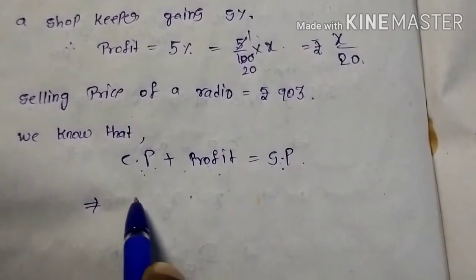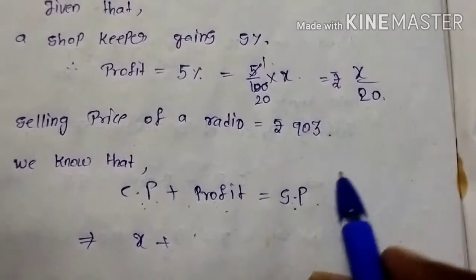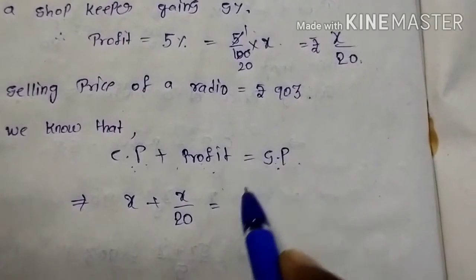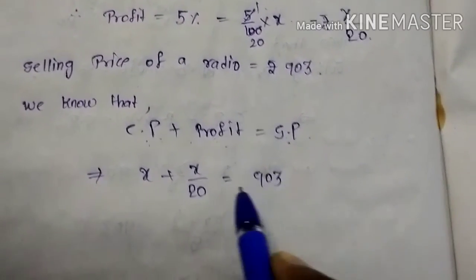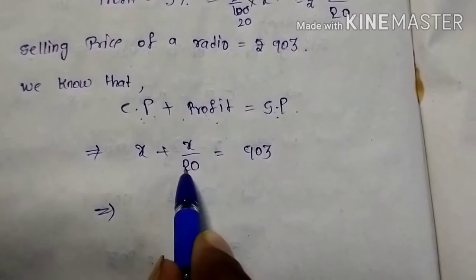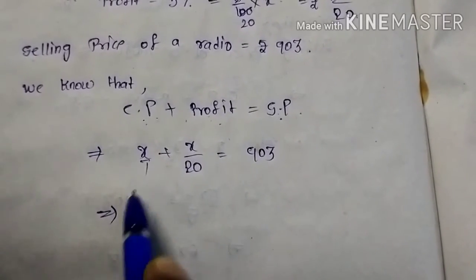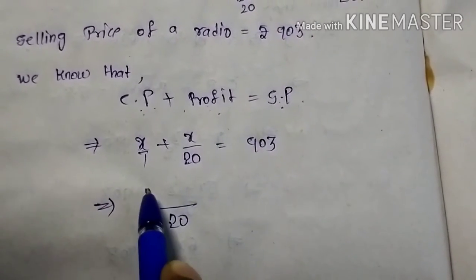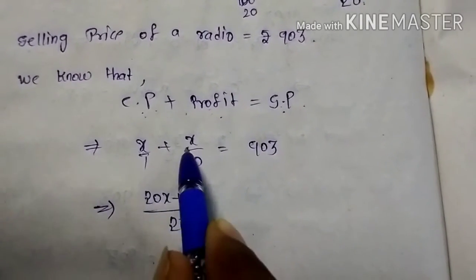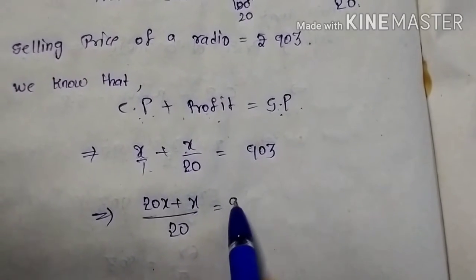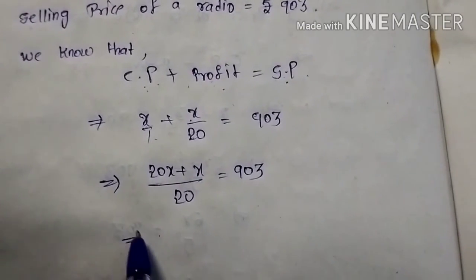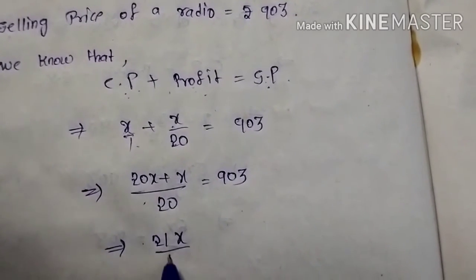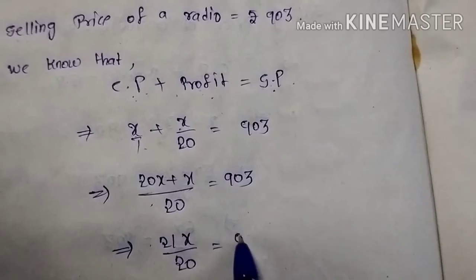You know cost price here is X only. Profit is equal to how much? X by 20. Selling price is how much? 903. Now you can simplify this one. See here 20 into X, that means here X by 1. The LCM of 1 and 20 is 20 only. So 20X plus X into 1, X only, is equal to 903. Implies you can write here 20 plus 1 is 21x. 21x by 20 is equal to 903.